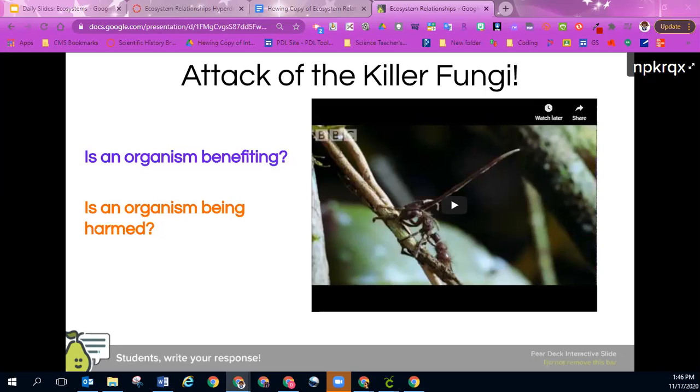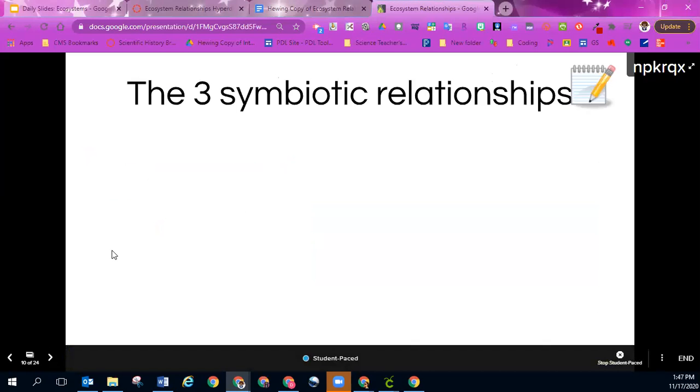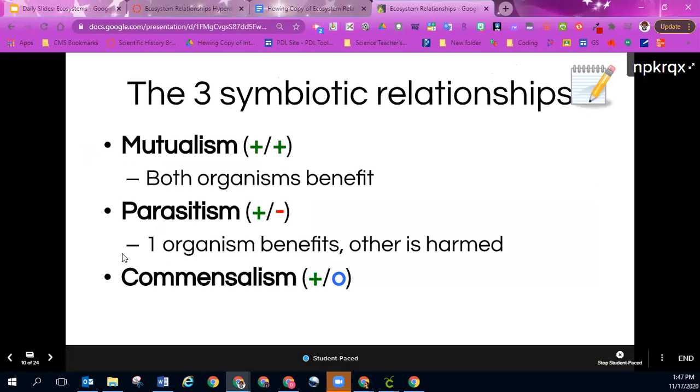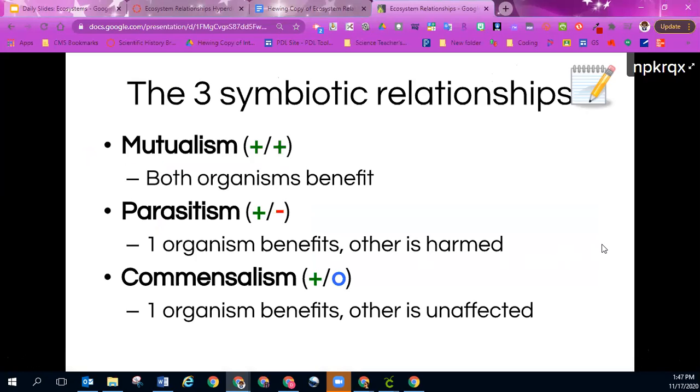All right. As I am seeing the responses, most people are saying that it is harmed. The organism is definitely being harmed by that fungus that was affecting the ants and our different populations. So we're going to continue our conversation about these symbiotic relationships. There are three main groups of these relationships. There are some things we've already talked about that will fit into these categories, but these are the main categories. So mutualism is where both organisms benefit.